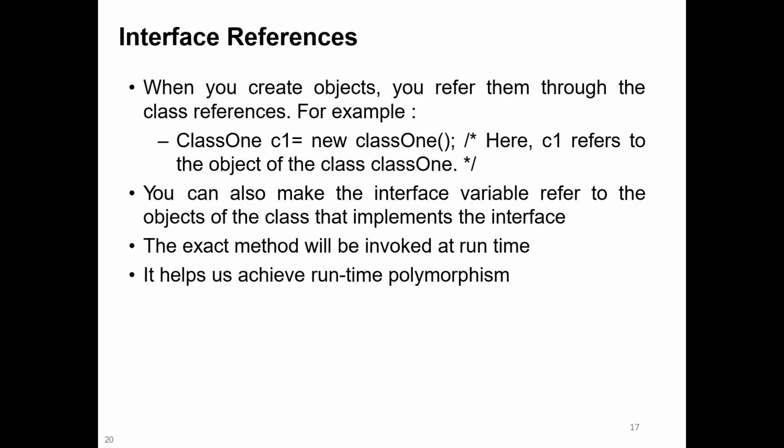Apart from that, you can have a reference variable for your interface. As you know, you can create an object for an actual class, but for an abstract class you are allowed to create only references. Likewise, for an interface, you are not supposed to create an object. You can have references for an interface. With the help of interface references, you can achieve runtime polymorphism as we have done with abstract classes.